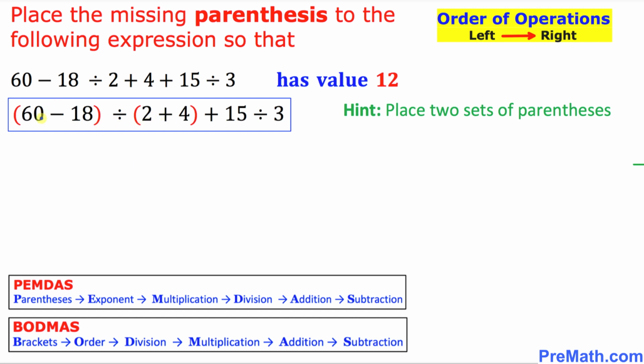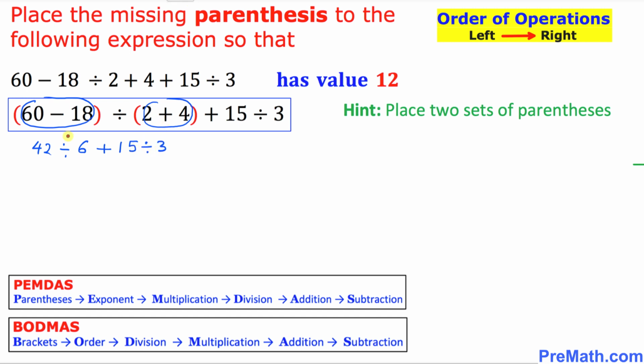Okay, over here, let's take care of these parentheses first. 60 minus 18 is going to give us 42 divided by, once again, we're going to take care of this, 2 plus 4 is 6. And then we have a plus 15 divided by 3.